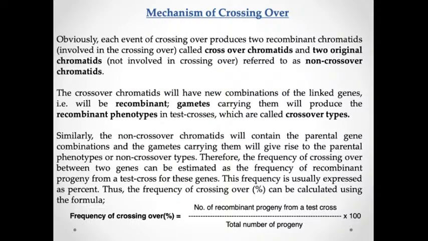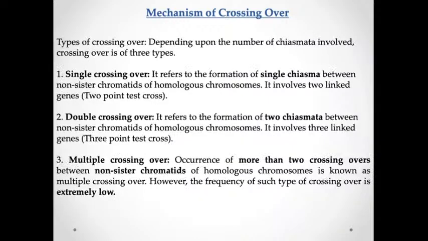Obviously, the crossing over produces two recombinant chromatids called crossover chromatids, and two original chromatids referred to as non-crossover chromatids. The crossover chromatids will have a new combination of the linked genes and will be called recombinant. Gametes carrying them will produce recombinant phenotypes in a test cross, which are called crossover types. So the frequency of crossing over is equal to the number of recombinant progeny from a test cross divided by the total number of progeny multiplied by 100. That is called your frequency of crossing over.